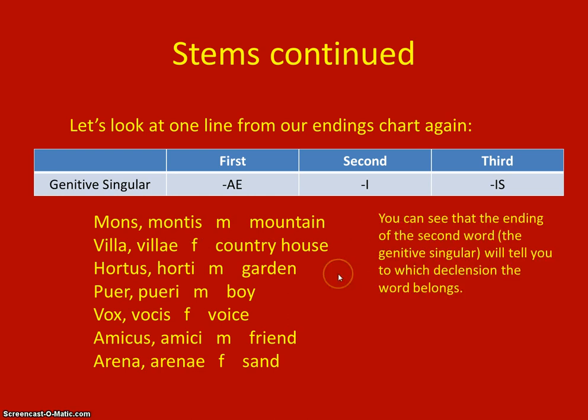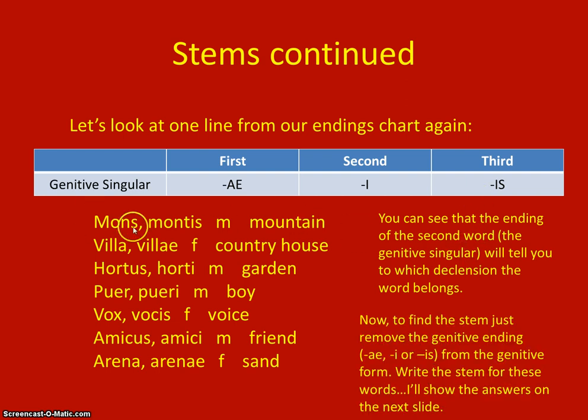Once you determine if a word is first declension like villa, villae, or second declension, like hortus, horti, or third declension, like mons, montis, all the other endings will be from the same declension. That word will not change declensions. That will tell you what column you're working with.